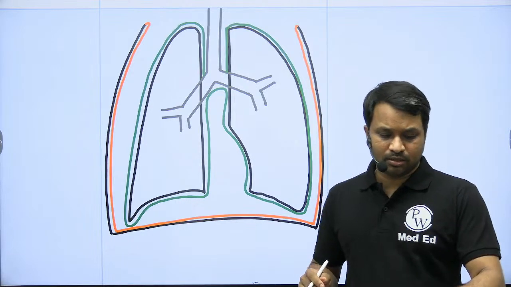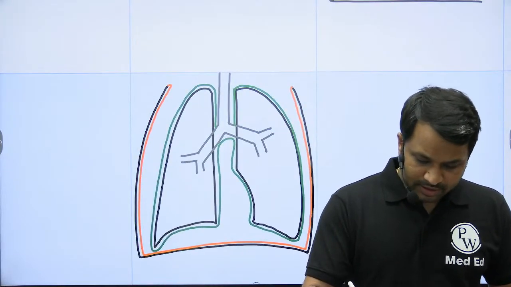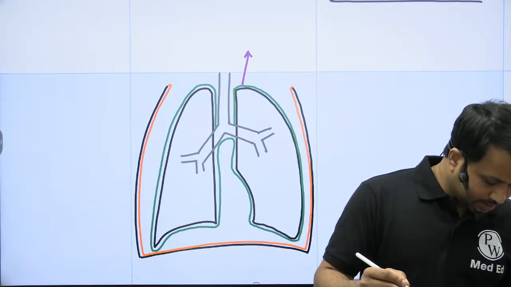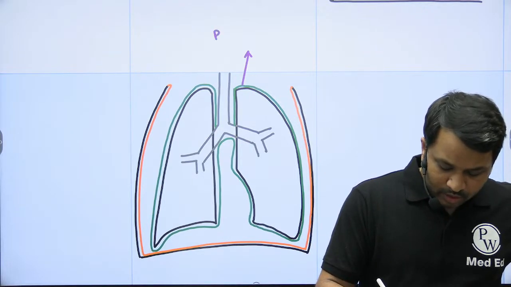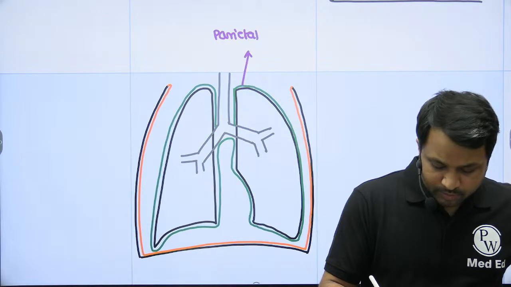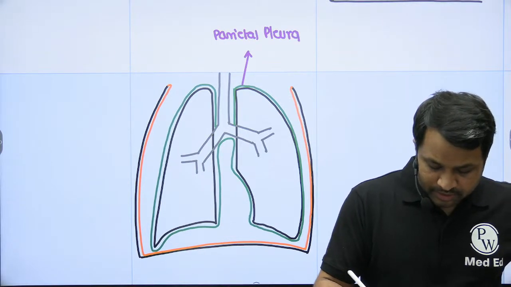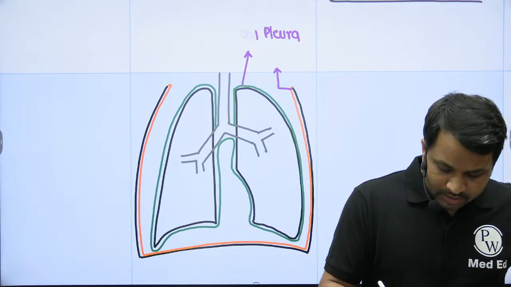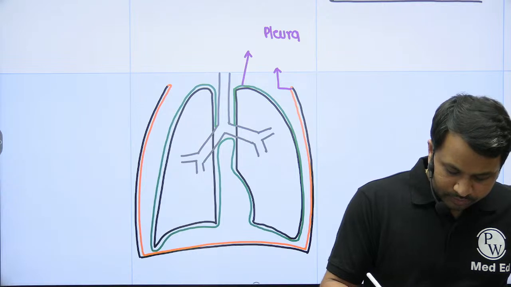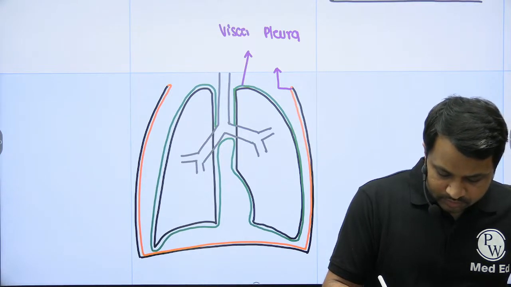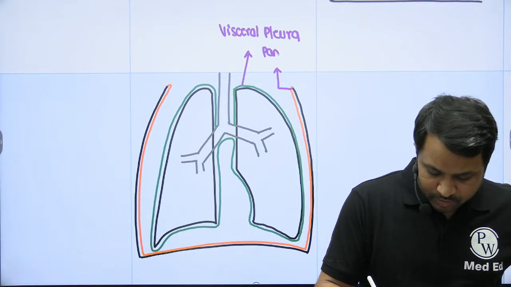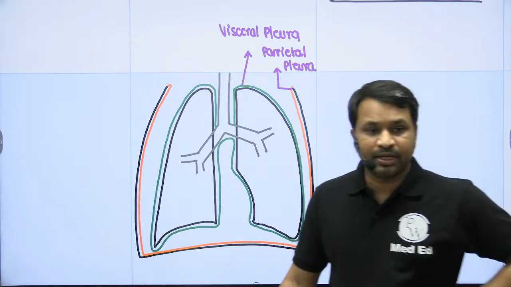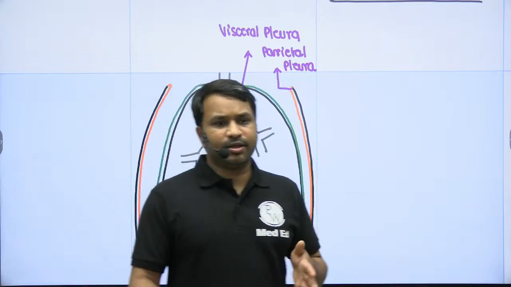So the basic orientation that we need to have, just for the sake of understanding, I will label them across as well. The one that is lining the outer chest wall is the parietal pleura. Sorry, I've written it the wrong way around. This is your visceral pleura. This happens to be your parietal pleura, right? So they have pleural space in there.